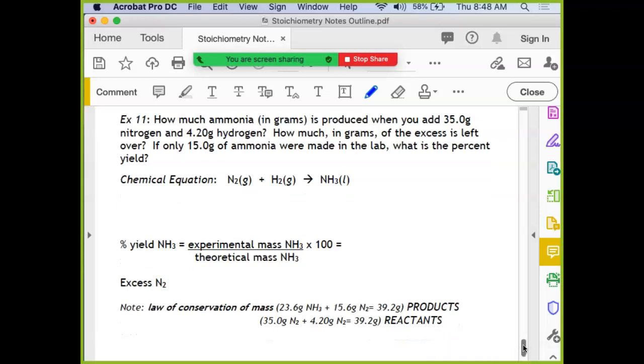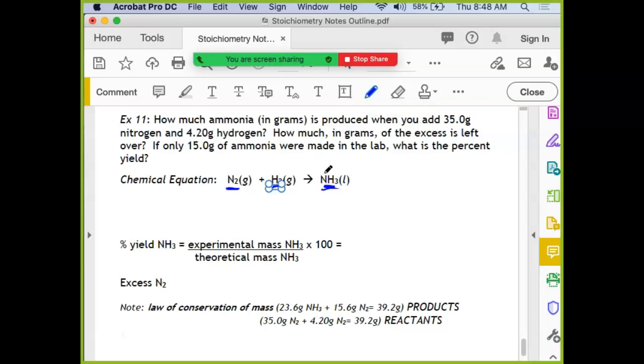All right. So this problem says how much ammonia. Now remember, ammonia is NH3. That's this guy's name. Is produced when you add 35 grams of nitrogen. So I give you nitrogen. And then 4.20 grams of hydrogen.